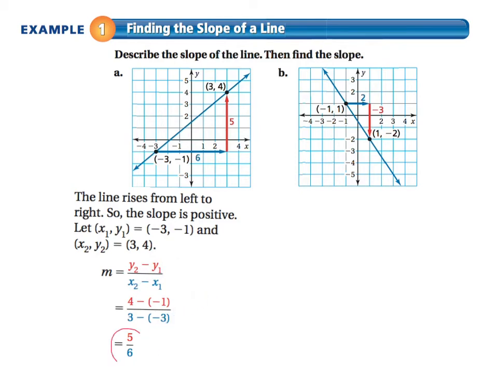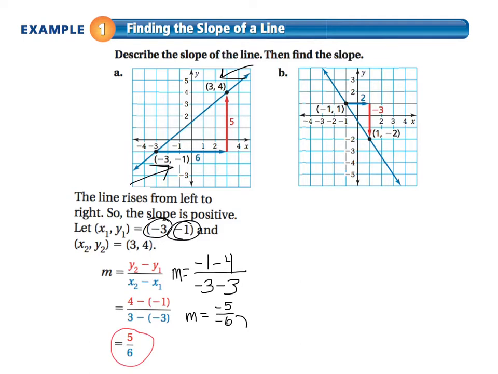So my slope is 5/6. Now, if you did it the other way, let's say you subtracted this and this. So I could have done it the other way and said m equals, subtracted negative 1 minus 4. And then, notice if I started with negative 1 though, on the bottom I have to start with negative 3. So that would give me negative 3 minus 3. That gives me negative 5 over negative 6, which actually simplifies into positive 5/6. It means the same thing.